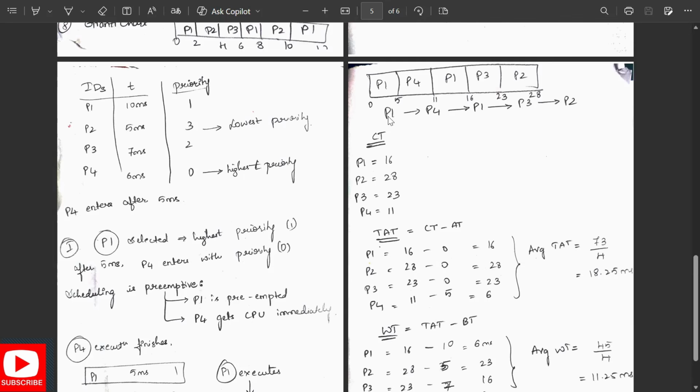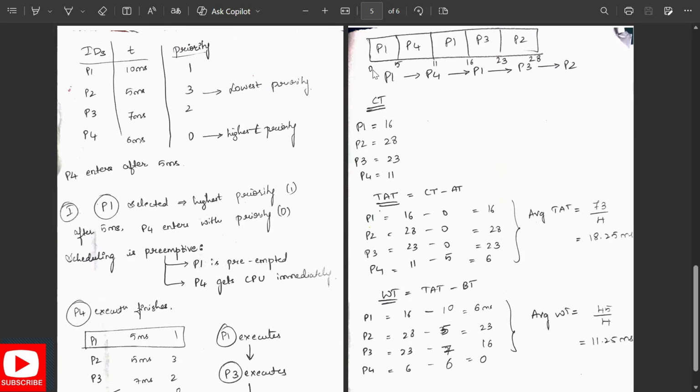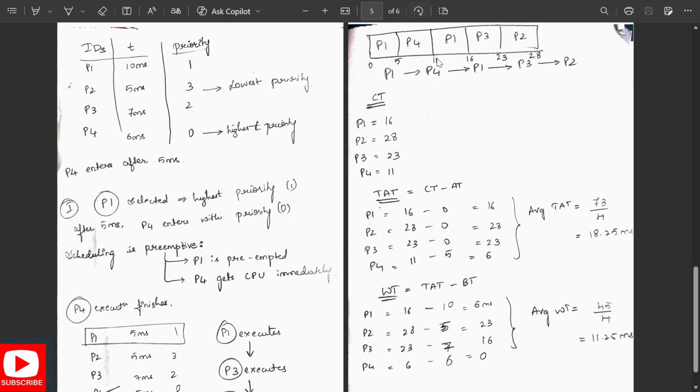Using that order you have to write the Gantt chart. From 0 to 5 milliseconds it is P1. After 5 milliseconds we add 6, because P4 executed 6 milliseconds, so it becomes 11. Similarly go on adding. Again plus 5 is 16, and for P3 it is 7, so 16 plus 7 is 23, and 23 plus 5 is 28.